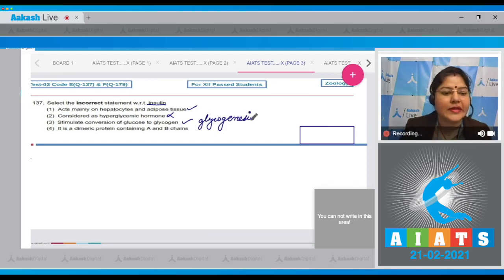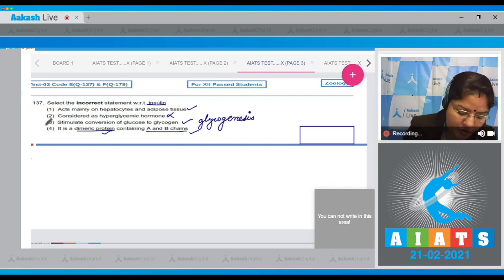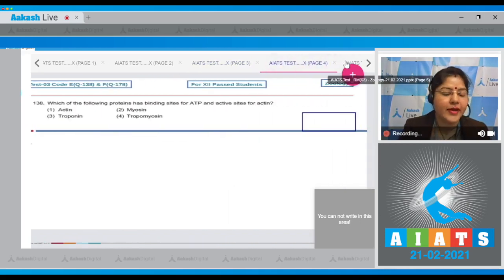Option number 4, it is a dimeric protein. This is correct, containing A and B chain. This is a correct statement. The incorrect statement is option number 2. So the correct answer is option number 2. Let's move on to the next question.